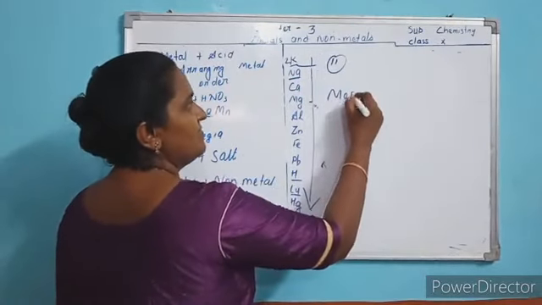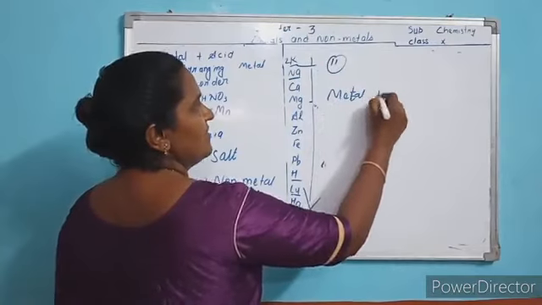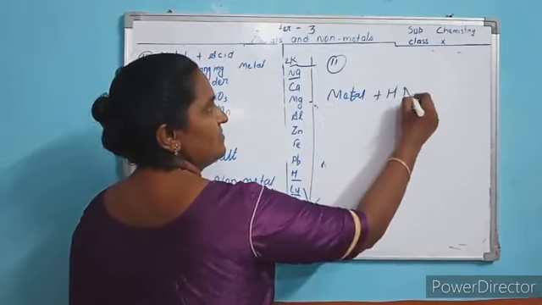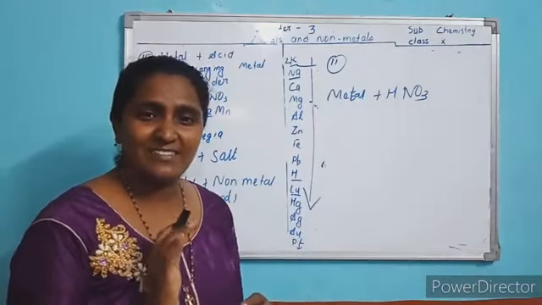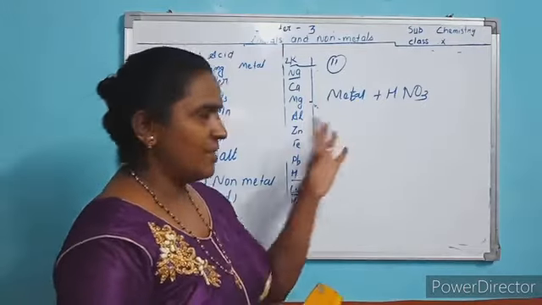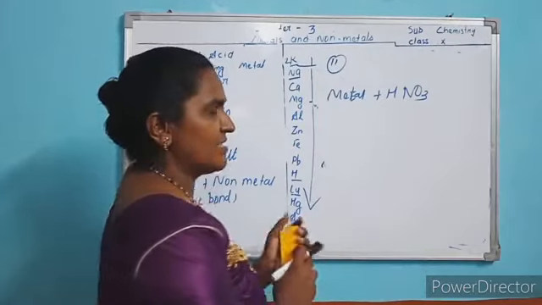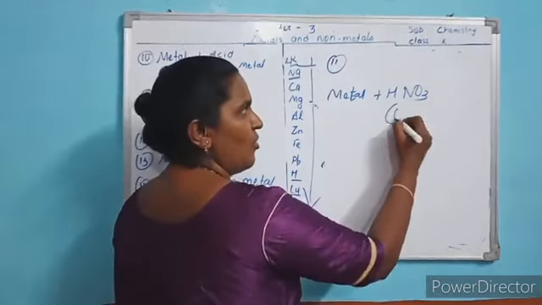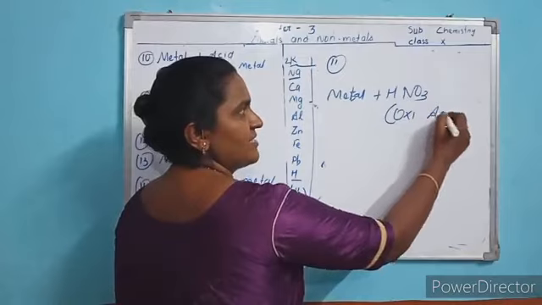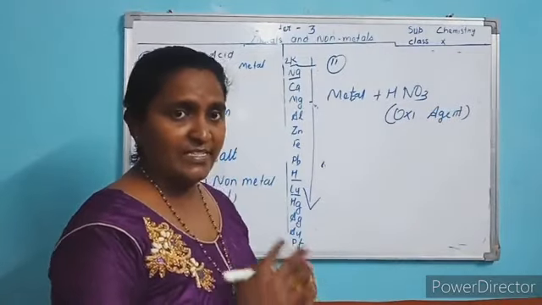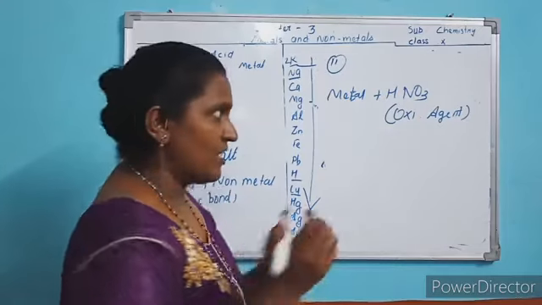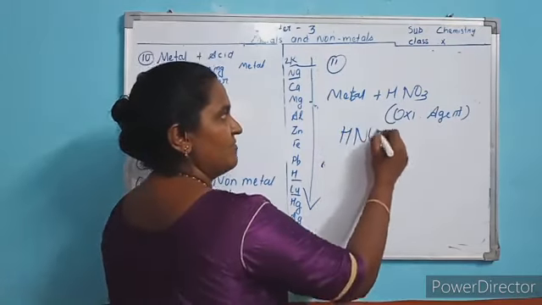Metal with nitric acid. This reaction never occurs as usual because nitric acid is an oxidizing agent. What is the meaning of oxidizing? It evolves oxygen. I will tell you the nitric acid reaction.